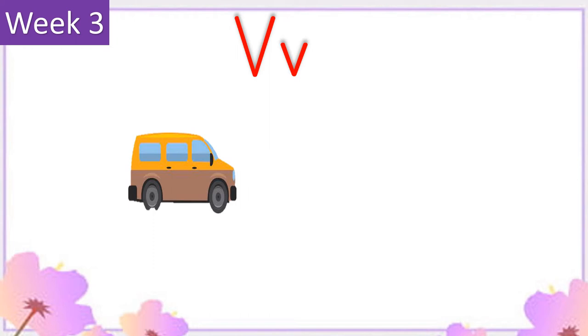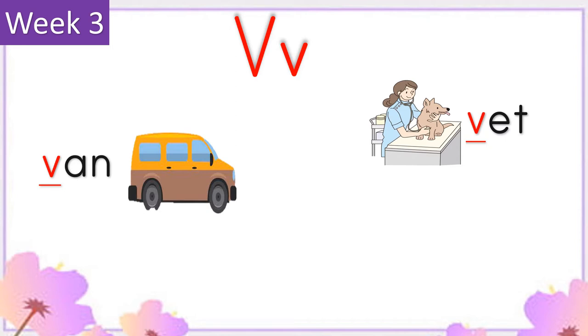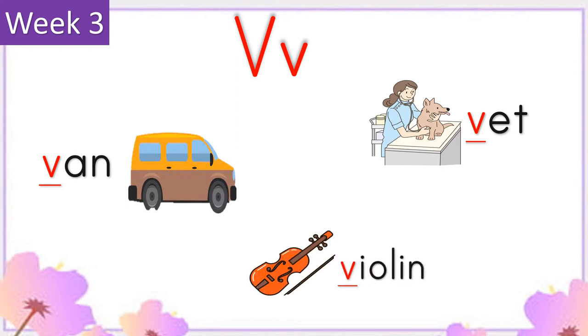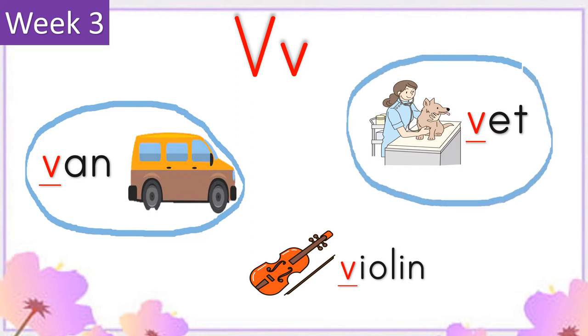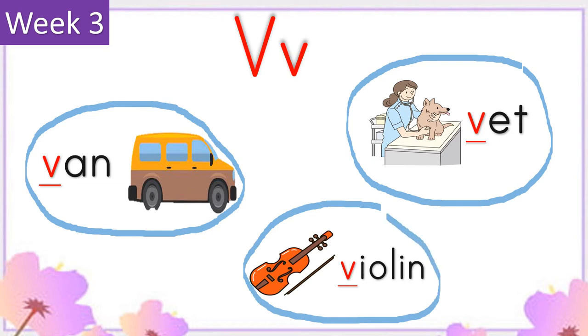All right, let's review. V. Van, van. V, V, van. Vet, vet. V, V, vet. Violin, violin. V, V, violin. Okay, one more time. What is this one? Yes, van, van. What is this picture? Yes, vet, vet. What is this picture? Yes, violin, violin.